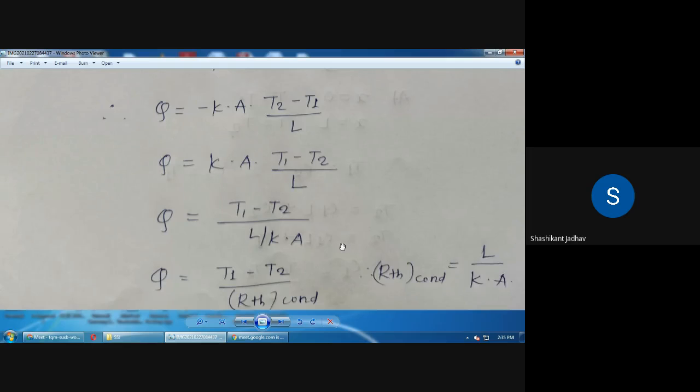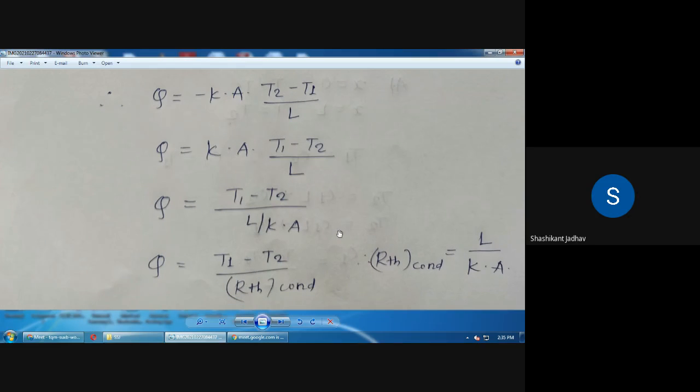So Q is equal to what? T1 minus T2 divided by L by Ka. Okay, so this L by Ka is nothing but thermal resistance for the conduction for the plane wall. So write down in the form of thermal resistance, Q is equal to T1 minus T2 divided by thermal resistance for the conduction, R thermal of conduction, and from that we get the value of thermal resistance for conduction.